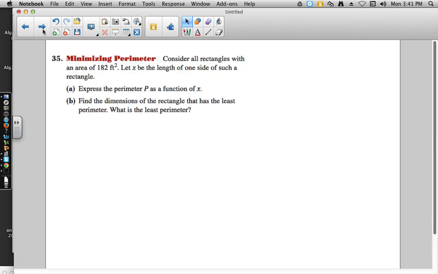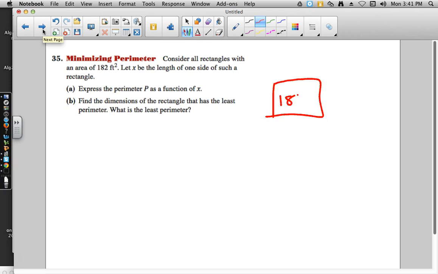Number 35, this is a lot like a problem that we did in class. Consider all rectangles that have an area of 182 square feet. Let x be the length of one side. Well, if I'm going to let this be x, I remember that area comes from length times width. So something times x gave me 182, so to work backwards, I can say the other dimension will be 182 over x. And A says express the perimeter.